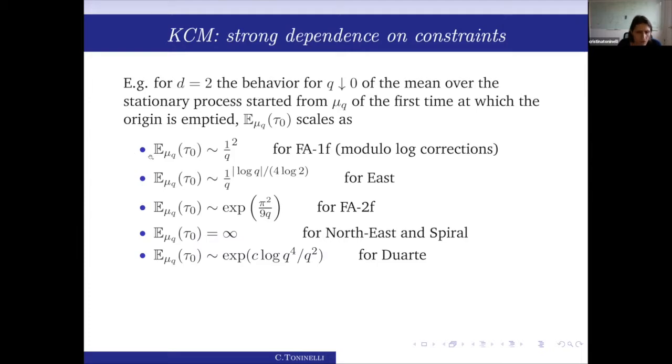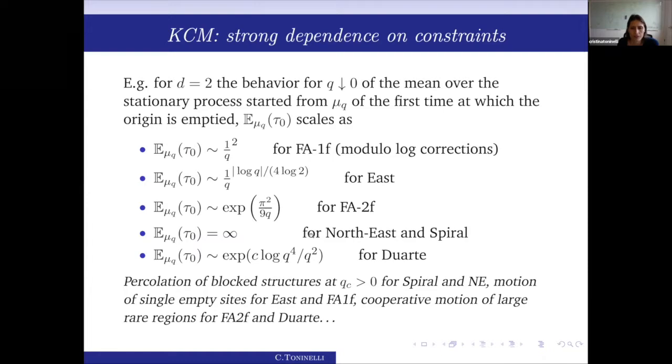But just to say, in the case of the northeastern spiral model, the fact that the infection time is infinite at 0 density is due to the fact that there is a positive critical density, below which blocked structures of particles, like the double bar for the Fa2F, percolate. So there are structures that are forever blocked under the dynamics and which percolate. If the origin belongs to one of these structures, it can never be emptied, hence the infinite infection time.